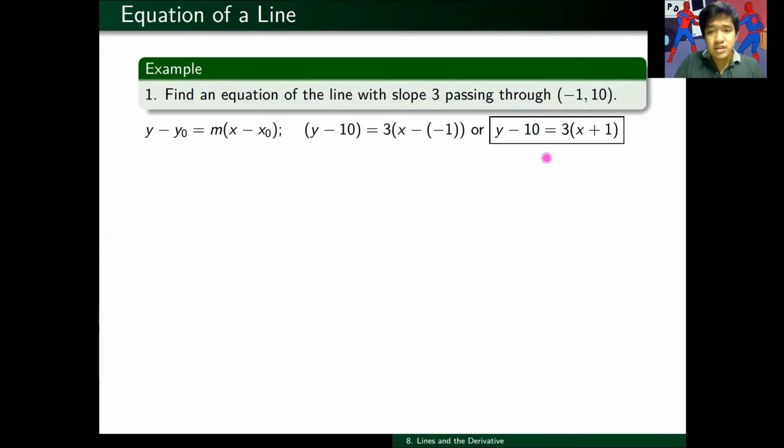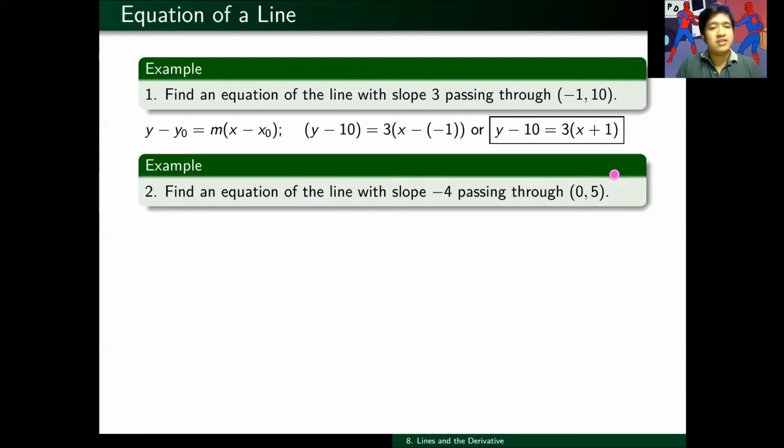Or y minus 10 equals 3 times x plus 1. Okay? Ano lang po simple. Next. Hanap daw tayo ng equation of the line with slope negative 4 passing through 0, 5.